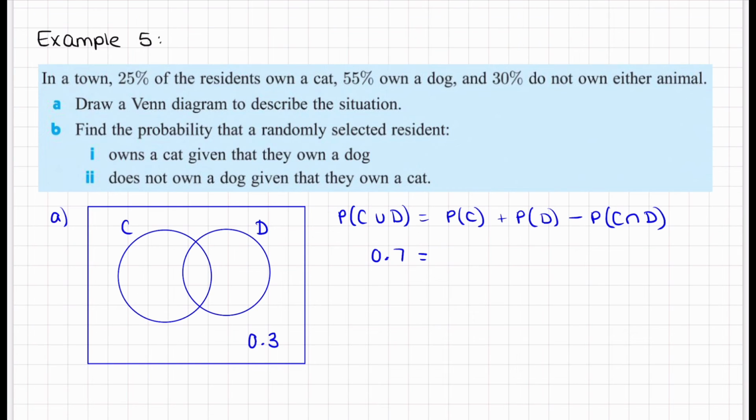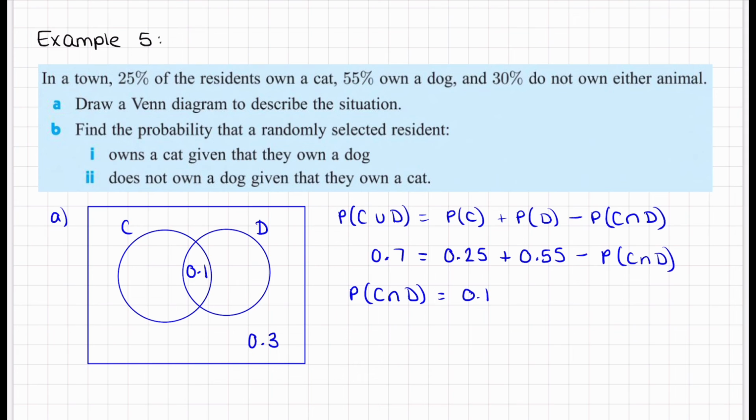Probability of C, so a cat, we're told in the question is 25%, which will be 0.25. Probability of dog, we're told is 0.55 or 55%. So this means we can find out what the intersection is. When we solve this, you'll find that the intersection of cat and dog is 0.1 or 10%. So that can go in the centre of our diagram. Now we have that, we can work out the rest.